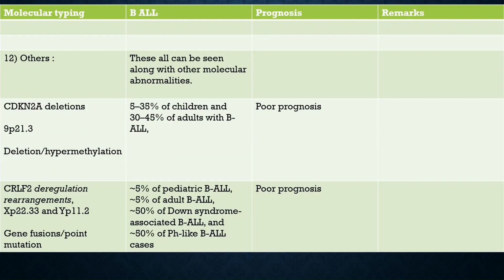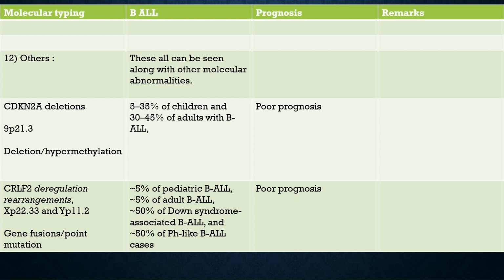Now the last category is others. First is CDKN2A deletions. The location is 9p21.3. The abnormality can be deletion or hypermethylation. It is seen in 5 to 35% of children and 30 to 45% of adults with BALL. It has a poor prognosis.